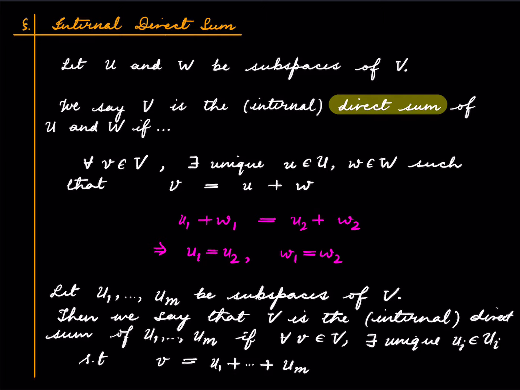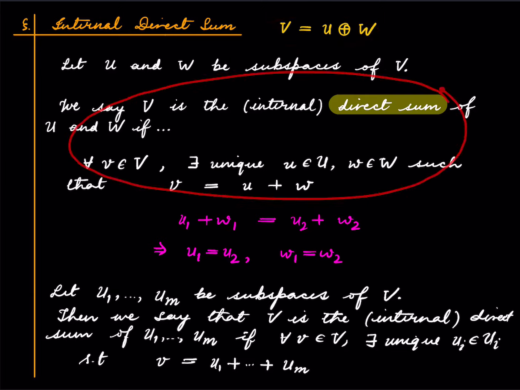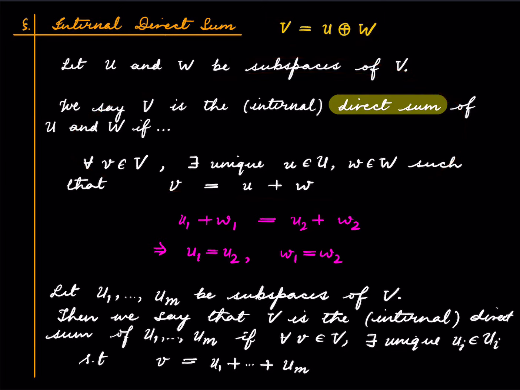And notationally, we just write V as U, then we put the direct sum symbol, and W. So when we write this, it means that U and W are subspaces of V and the fact that V is the direct sum of U and W. So this one single equation means all of this verbose thing. All right, and similarly here we write V as U1 direct sum ... direct sum UM. So this is another notation.